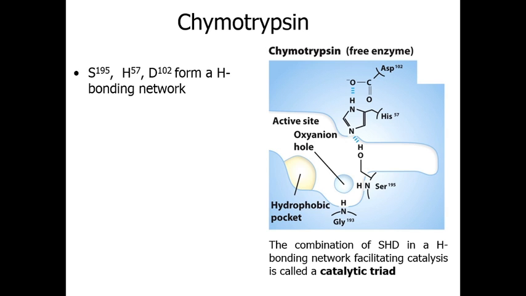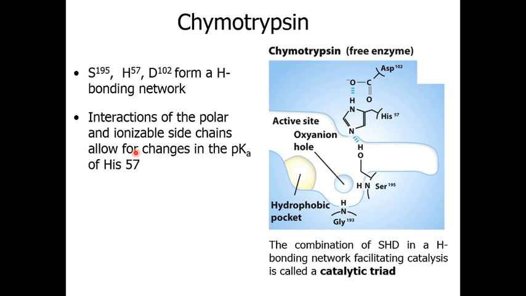In chymotrypsin, serine, histidine, and aspartate form a hydrogen bonding network, as shown here in this diagram. Aspartate hydrogen bonds with this histidine, which donates a hydrogen bond, and serine OH donates a hydrogen bond to the other nitrogen of histidine 57. The combination of serine, histidine, aspartate in a hydrogen bonding network facilitating catalysis is called a catalytic triad.